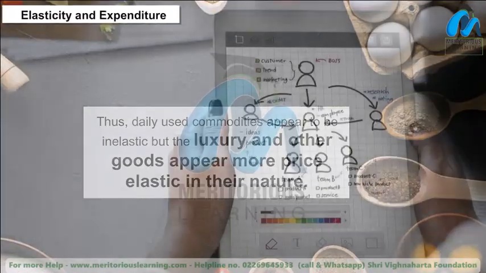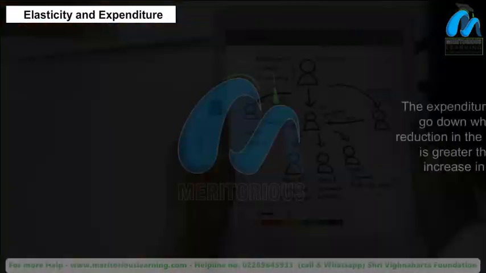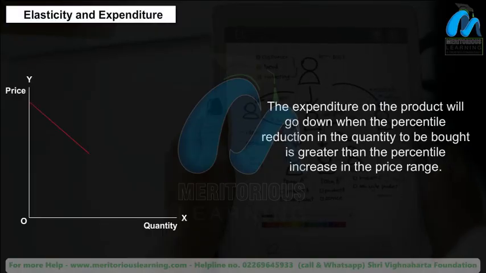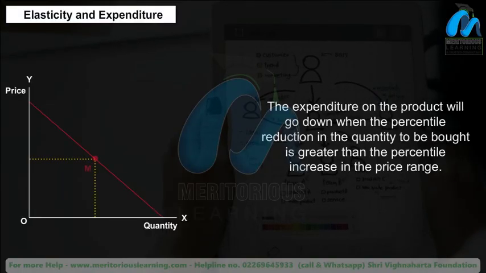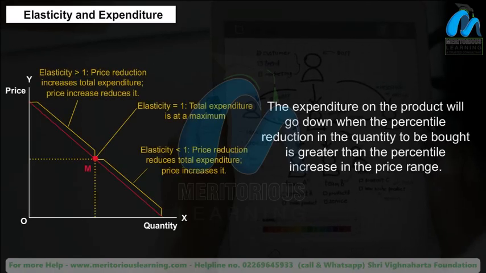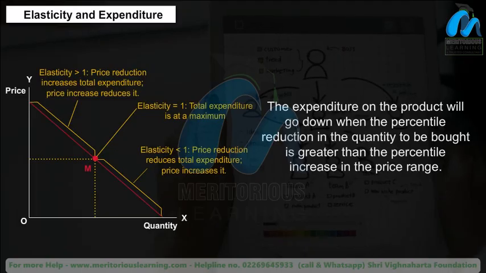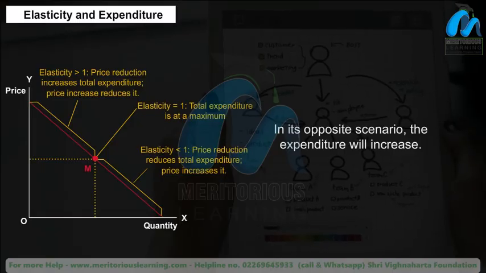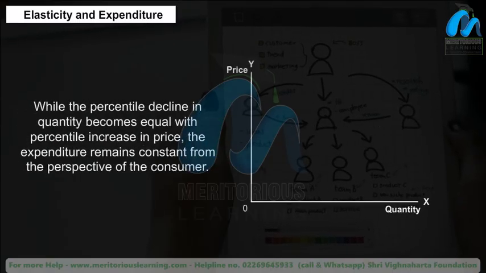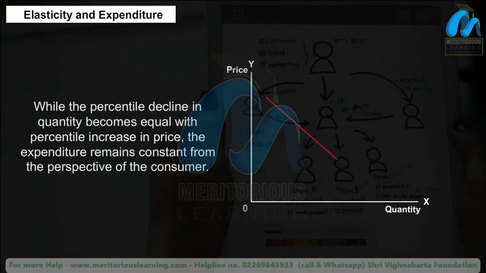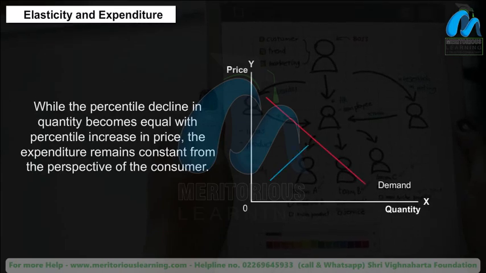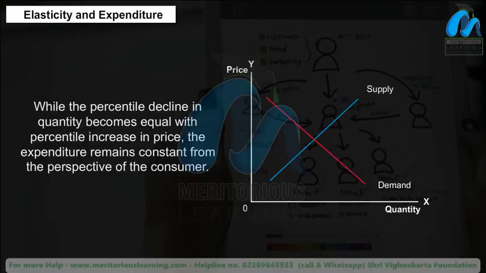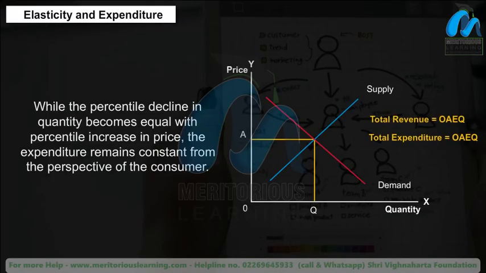Elasticity and expenditure. The expenditure on the product will go down when the percentage reduction in the quantity bought is less than the percentage increase in the price. In the opposite scenario, the expenditure will increase. When the percentage decline in quantity becomes equal to the percentage increase in price, the expenditure remains constant from the perspective of the consumer.